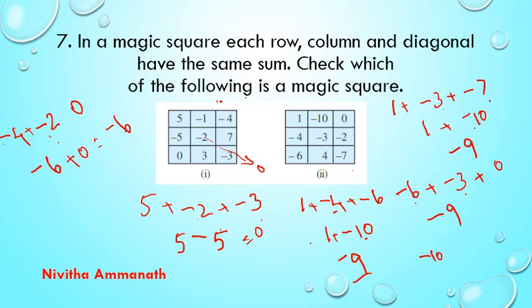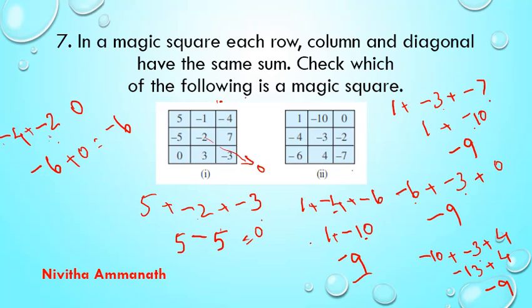That is also correct. Then minus 10 plus minus 3 plus 4. Minus 10 plus minus 3 is minus 13. Plus 4 means you have to find the difference. 13 minus 4, that is 9, and put the sign of the greatest digit. Here 13 is the greatest digit. What is the sign of that? That is minus. So it is minus 9.